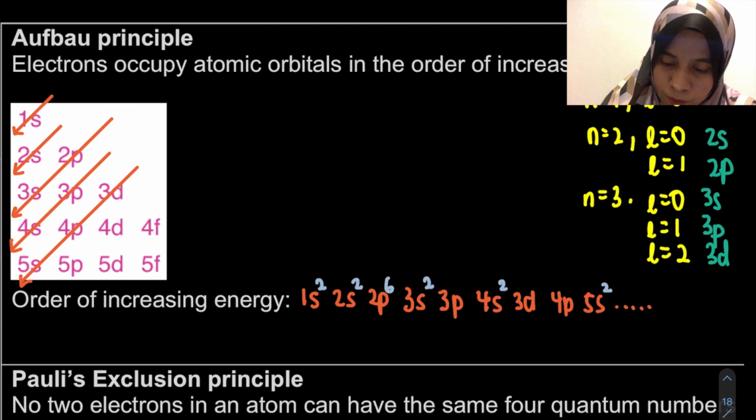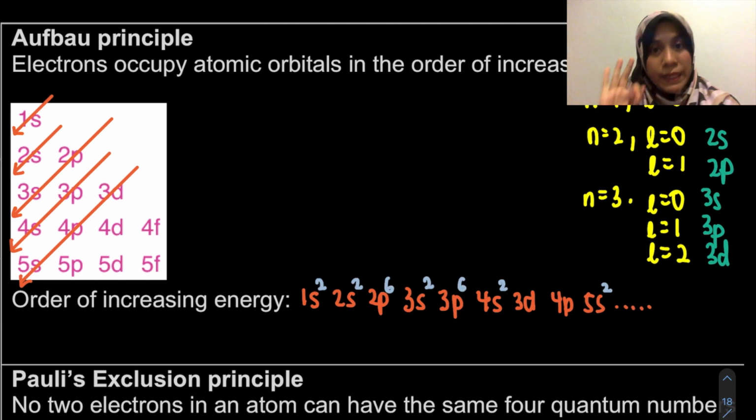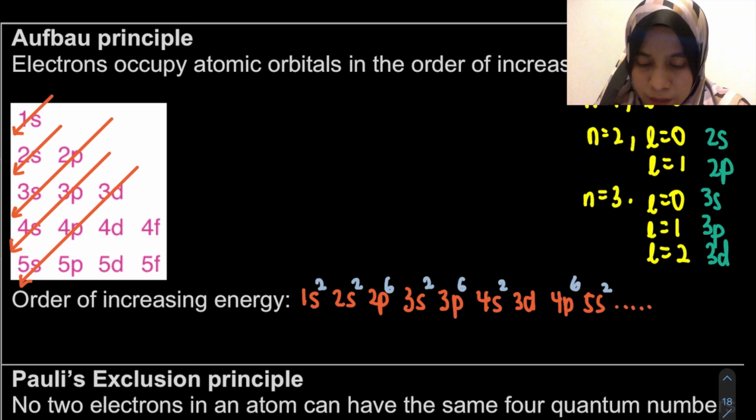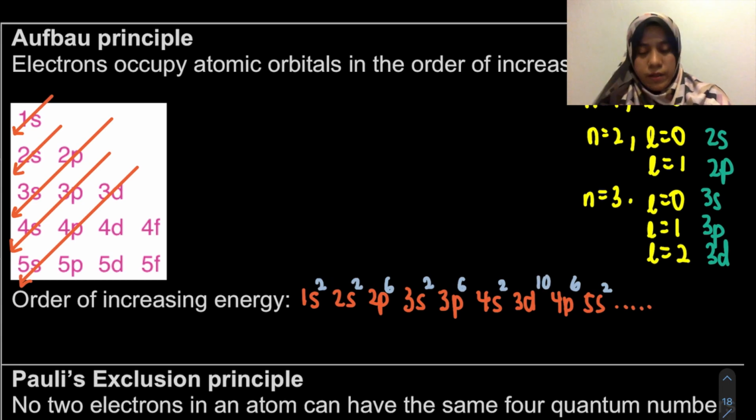Okay. So remember why 6? Because we have 3 orbitals. Each orbital boleh isi 2 electron only. Okay. Next, kalau D, maximum dia sebenarnya 10 electron. Okay. So sebenarnya this is the arrangement.